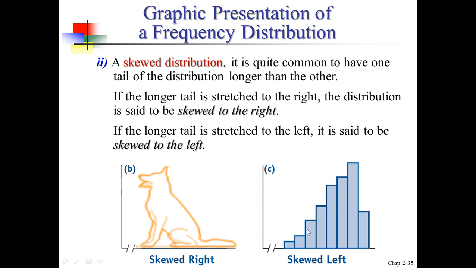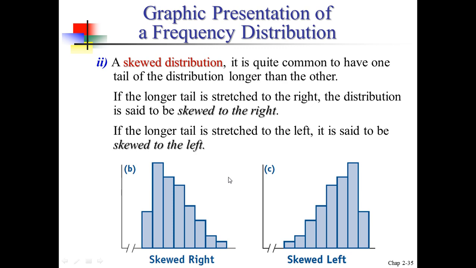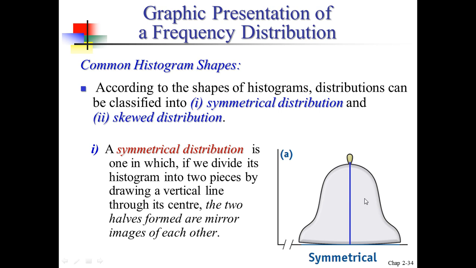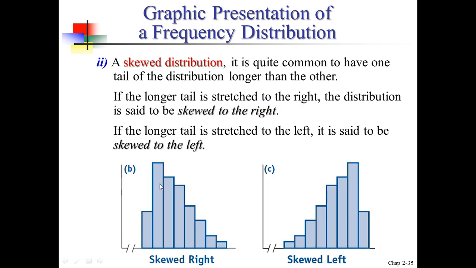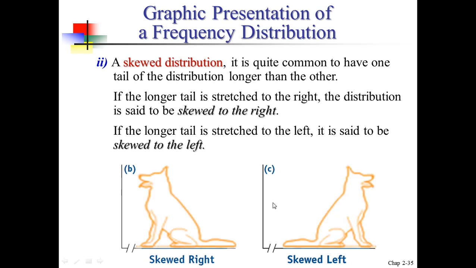How about the other one? This one is skewed to the left because the tail is on the left and the head on the right. Okay, that's why if our histogram shape is not bell shape, it should be animal shape or skewed shape: skewed to the right, skewed to the left.